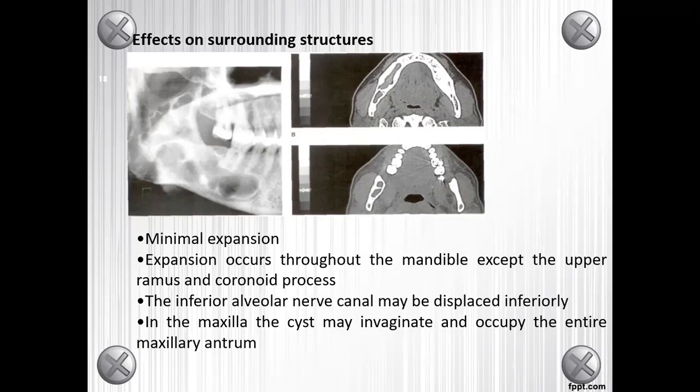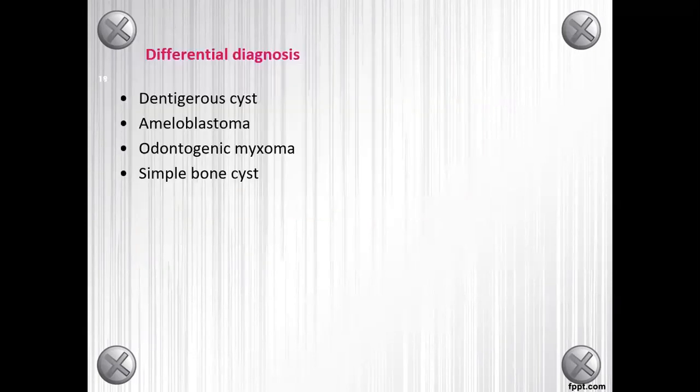The inferior alveolar nerve canal may be displaced inferiorly. In the maxilla, the cyst may invaginate and occupy the entire maxillary antrum. Differential diagnosis is dentigerous cyst, ameloblastoma, odontogenic myxoma, and simple bone cyst. For a dentigerous cyst, looking at the aspirate, you can decide that it is not an OKC. Ameloblastoma, again, the picture is not convincing.